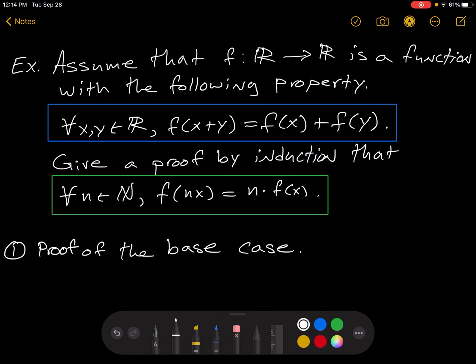So the assumption is that we have a function from the real numbers to the real numbers that has this special property in the blue box. And really this property just says that f of x plus y is the same as f of x plus f of y. Now this we get to assume is true no matter what. And the thing we want to prove by induction is the thing in the green box.